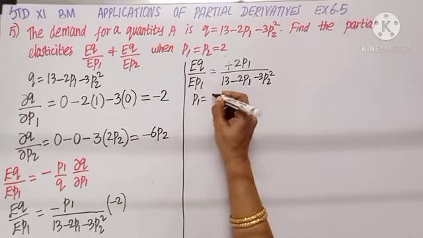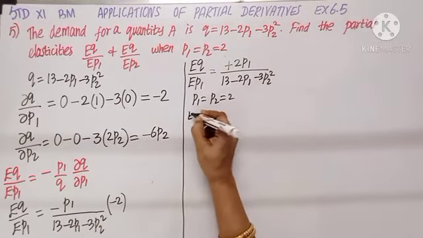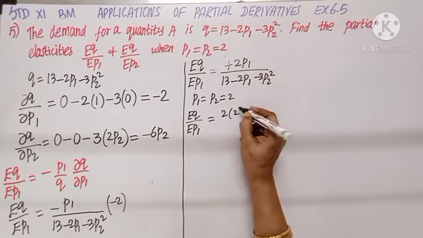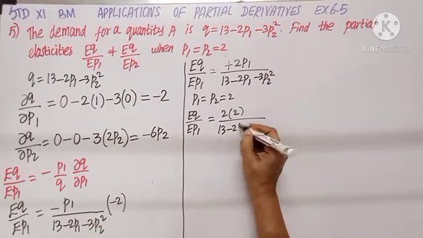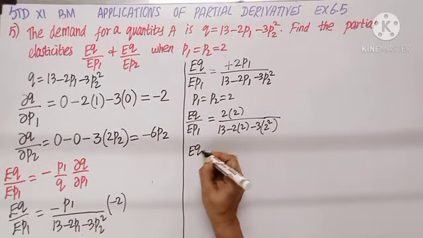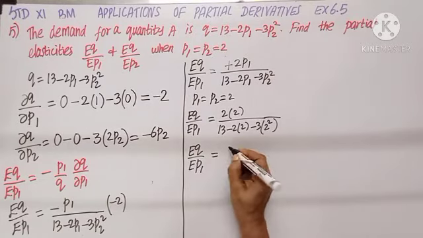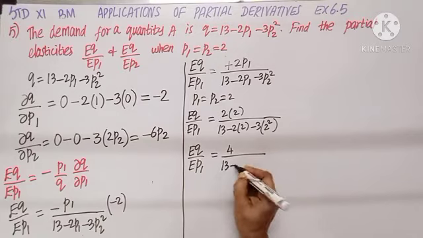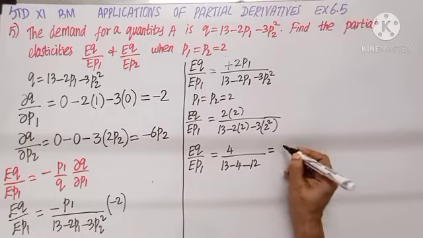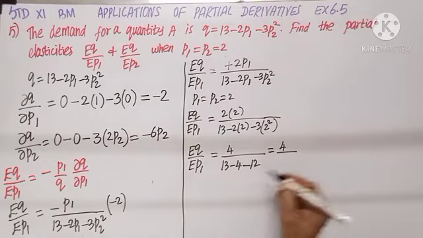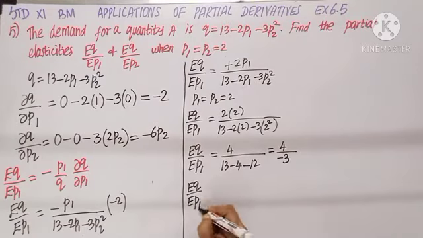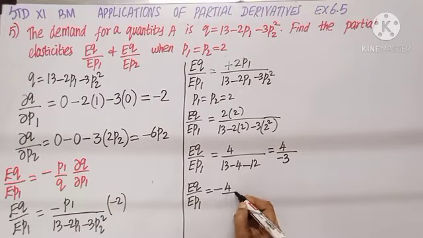Given P1 equals P2 equals 2. EQ by EP1 equals 2 into 2 by 13 minus 2 into 2 minus 3 into 2 square. As we simplify, it is EQ by EP1 is 4 by 13 minus 4 minus 3 into 4, 12, or it is 4 by minus 3. So, EQ by EP1 equals minus 4 by 3.